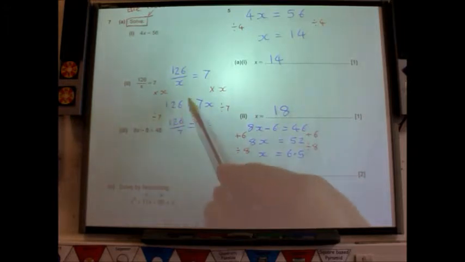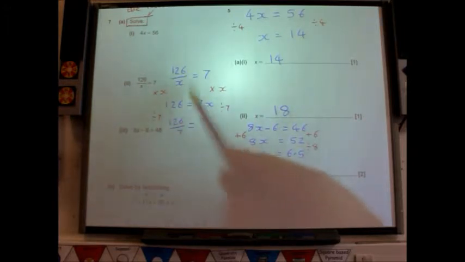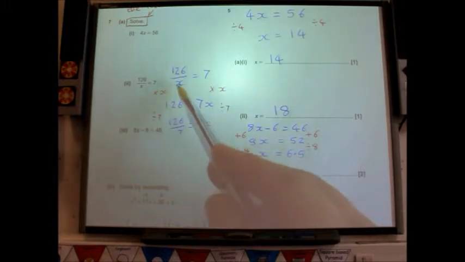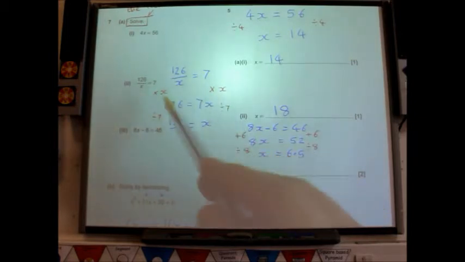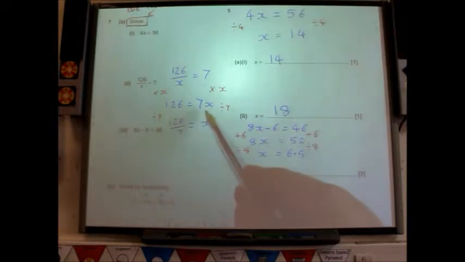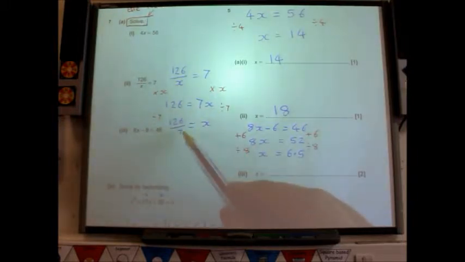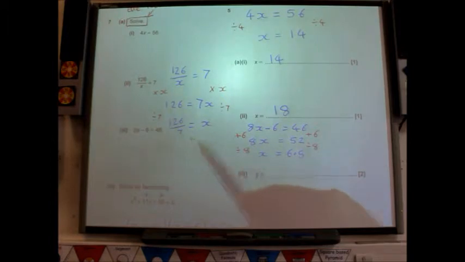But the way I've done it is this. I want to get the x on its own. So 126 divided by x is 7. I don't want this divide by x, it's a bit fiddly. So how do you undo a divide by x? You times both sides by x. So then I end up with this line here, 126 equals 7x. Divide both sides by 7. 126 divided by 7 will give you 18.